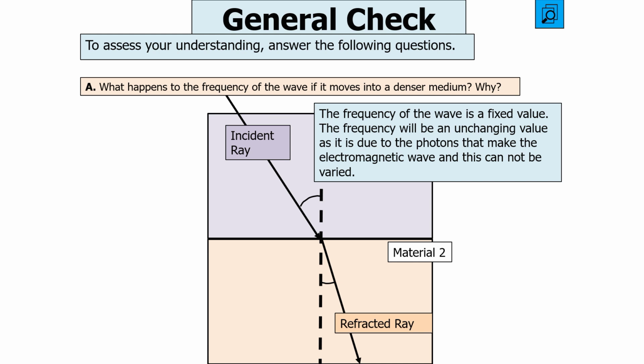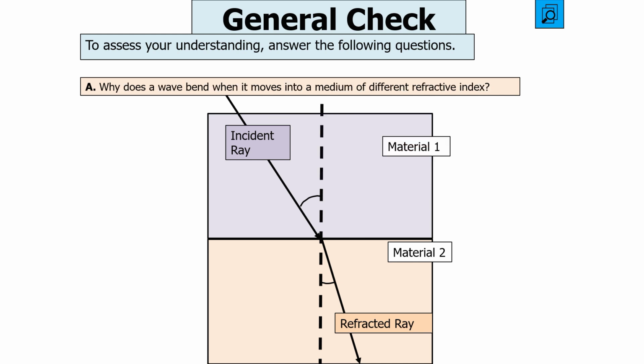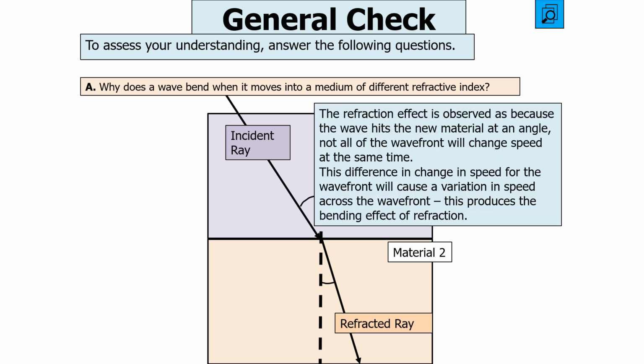Why does a wave bend when it moves into a medium of a different refractive index? So pause the video now, then unpause the video when you want to go through your answer. The refraction effect is observed as the wave hits the new material at an angle, so not all of the wavefront will change speed at the same time. This difference in the change of speed for the wavefront will cause a variation in speed across the wavefront, which produces the bending effect of refraction.